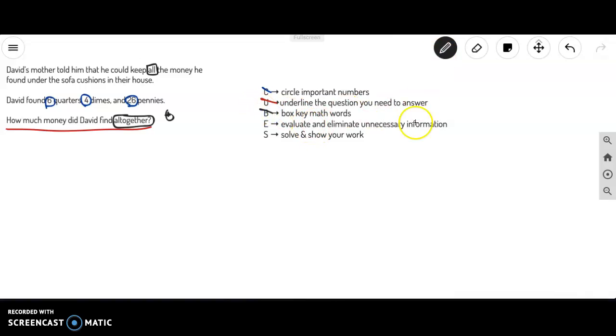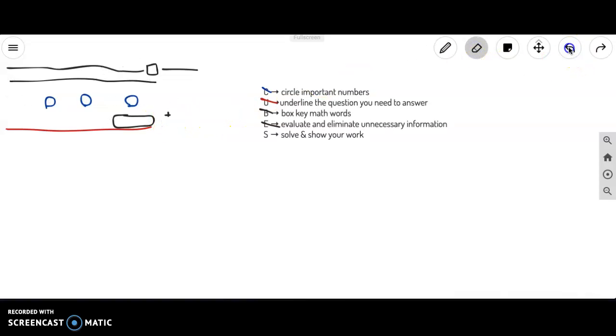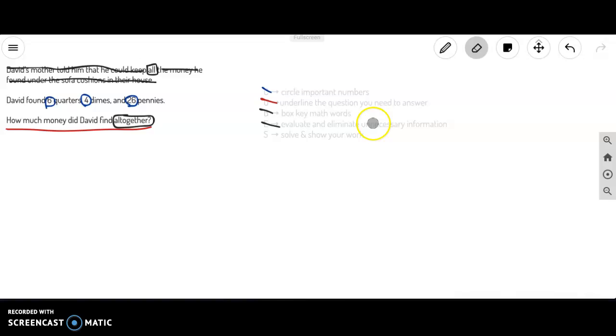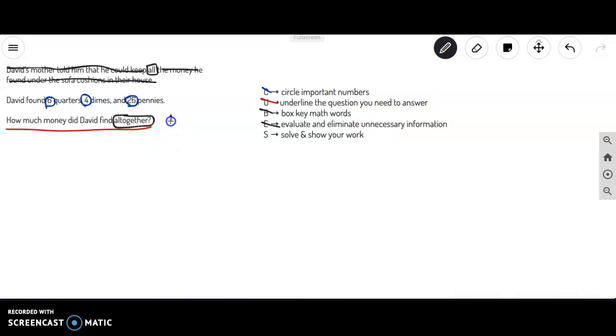So next we need to evaluate and eliminate unnecessary information. So very simply, I can get rid of pretty much everything in that very first paragraph. We don't really care where the money's coming from in terms of solving this. So now we just need to solve and show our work. Very simply, we're going to convert these all into decimals first so that we can add them at the end. Clean this up a little bit. Okay. All right.